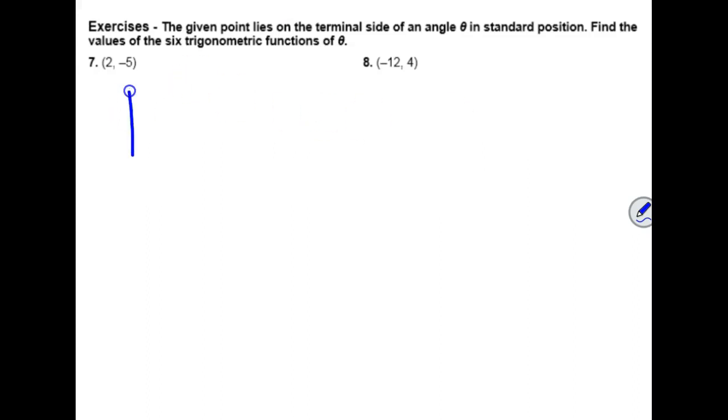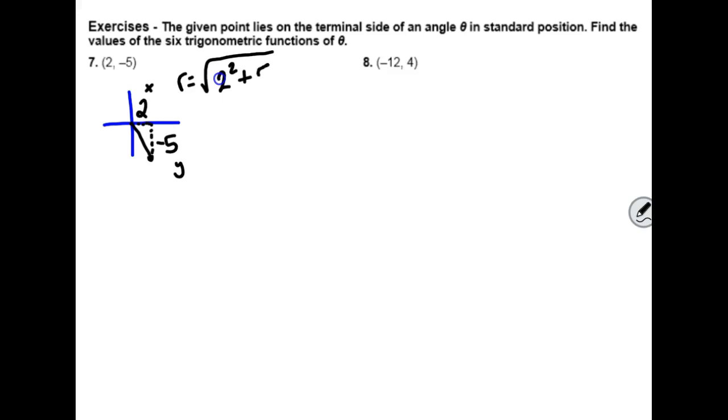If I was to plot 2, -5, just like in a coordinate plane, that would be like here. And I'm going to create a triangle with the closest x-axis. Now I know it's not proper to call a leg of a triangle -5, but I'm going to write it as -5 anyways because it's going to help me when I write my ratios. So there's your x, there's your y. I need you to find r.